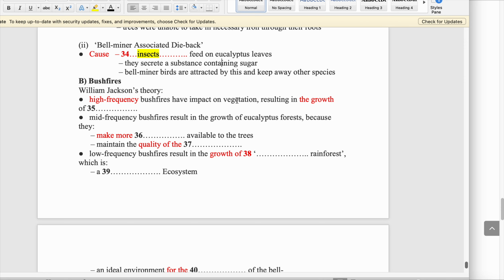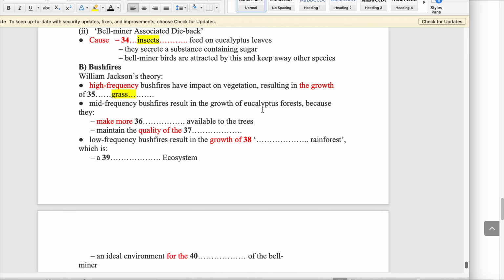If there are very frequent bushfires in a region, this encourages grass to grow afterwards, while if the bushfires are rather less frequent, this results in the growth of eucalyptus forests. So why is this? Why do fairly frequent bushfires actually support the growth of eucalyptus?